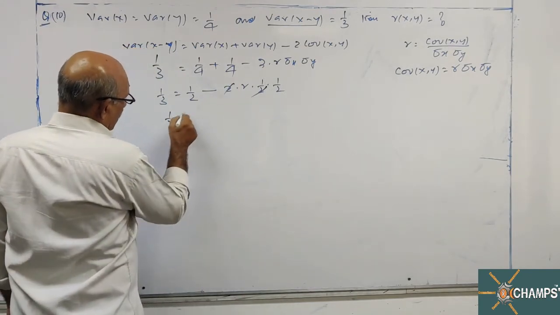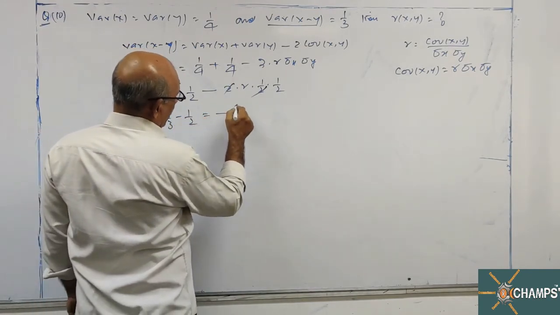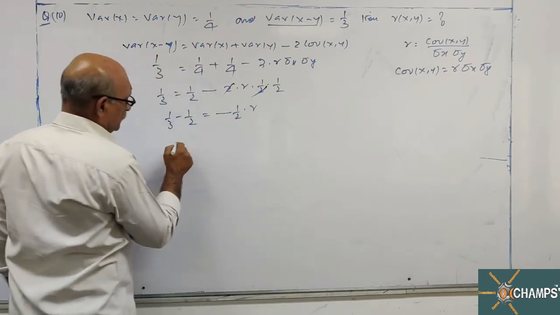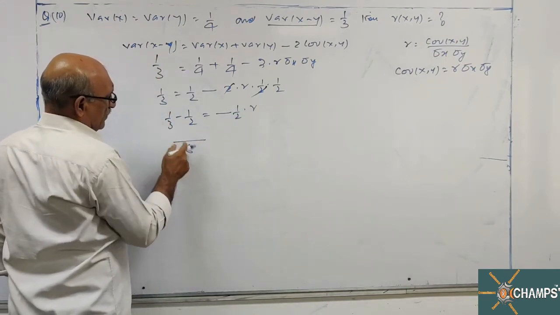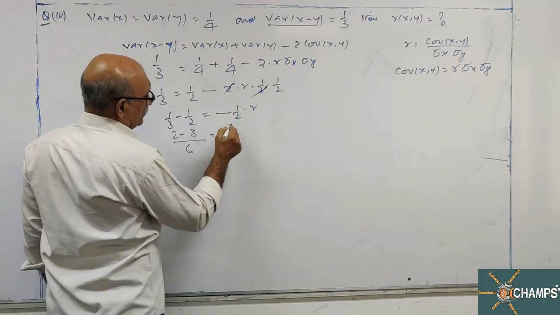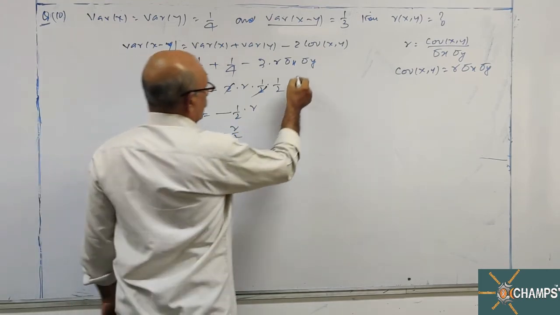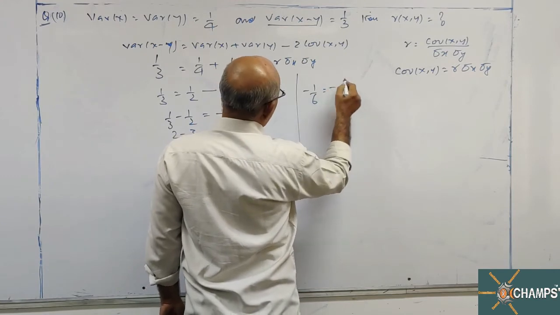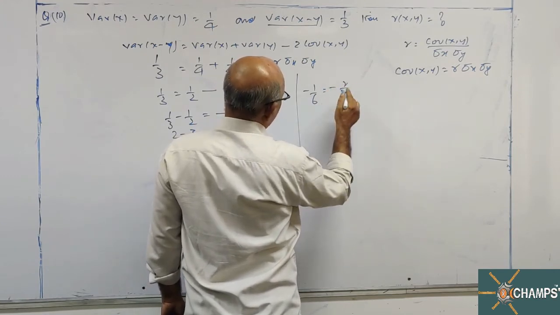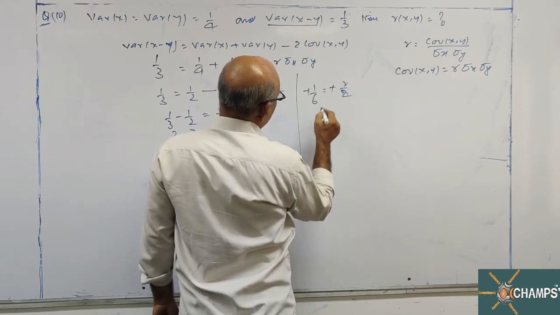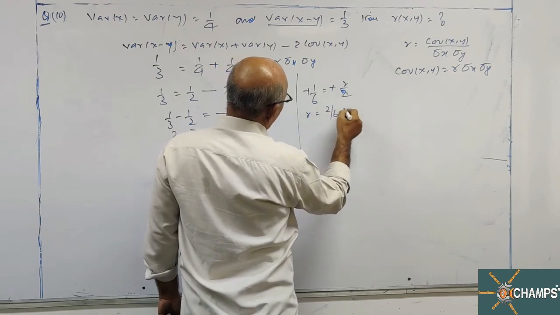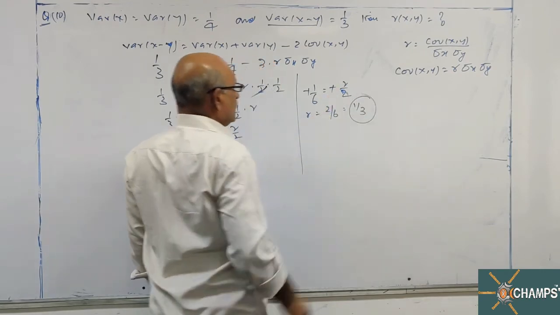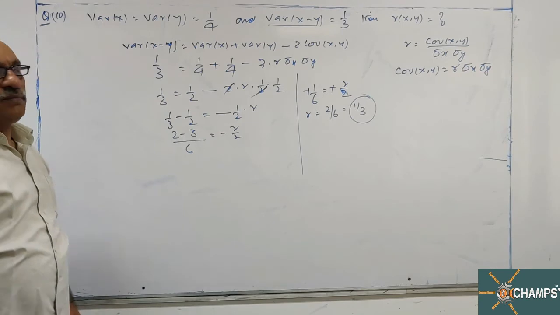So 1 by 3 minus 1 by 2 is equal to minus 1 by 2 into r. If I take 6 as LCM, minus 1 by 6 is equal to minus r by 2. R is equal to 2 by 6, 1 by 3. R value is equal to 1 by 3.